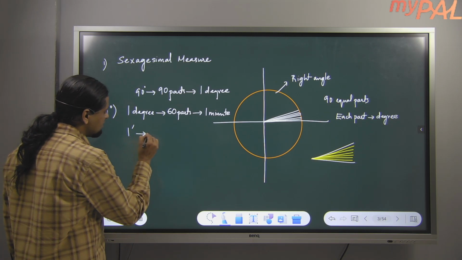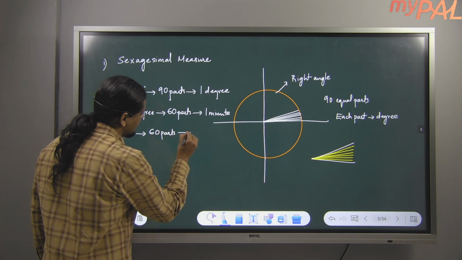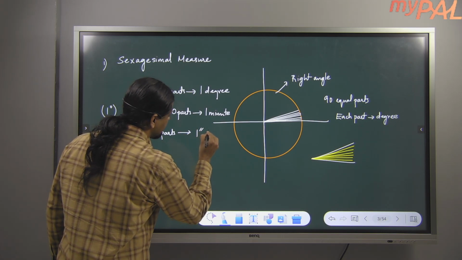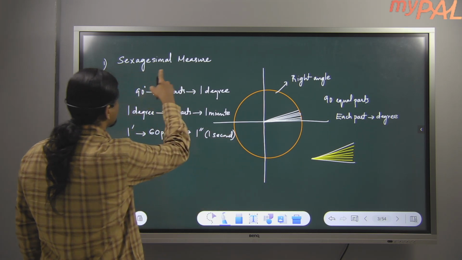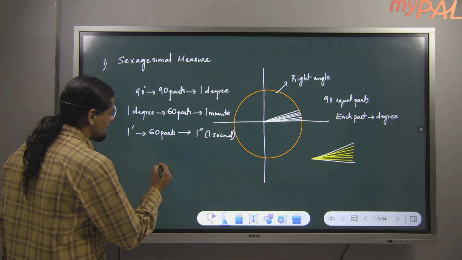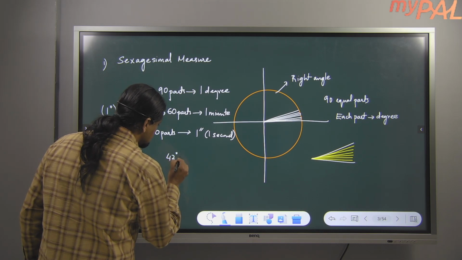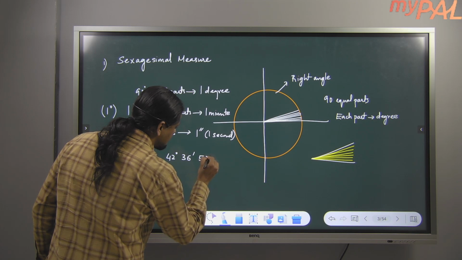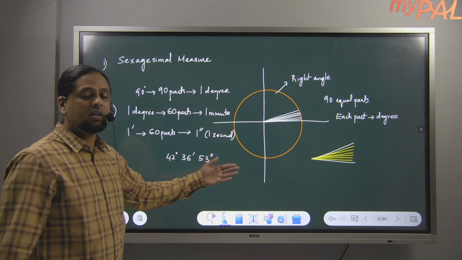Now, if this minute is again divided into 60 equal parts, then I get what? Each part will be called 1 second. This is going to be 1 second. So this is the first way of measuring angles, the first system. Which means I can write some angle as, say, 42 degrees, 36 minutes, 53 seconds. To be precise about any kind of measurement, we represent it in this manner.